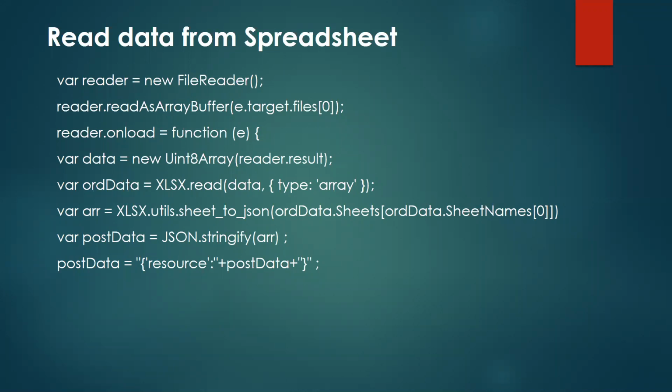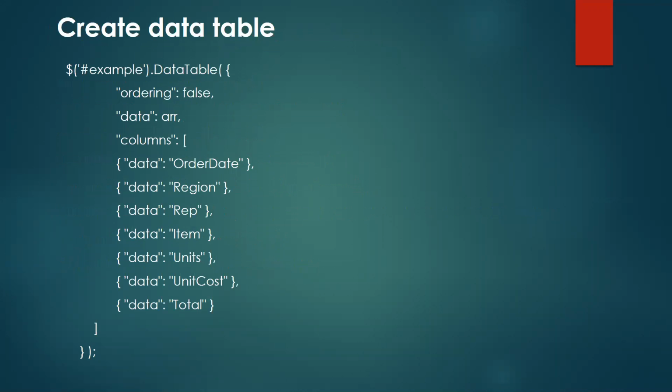Here I'm using JavaScript to read the data from the spreadsheet, and finally I'm getting the data in a JSON array format. You can see sheetToJSON, the function I'm using to convert the data read from the spreadsheet into a JSON format. Then the next step is to create the data table. Here you can see I'm sending the same data as a JSON array to create the data table.